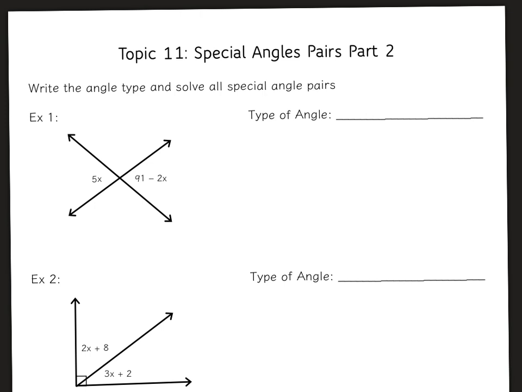So for this first one, we have this angle here and this angle here. Since they are right across from each other, these are going to be vertical angles. Vertical angles, as we said last time, are always equal to each other. So I would set these two values equal to each other and solve for x.